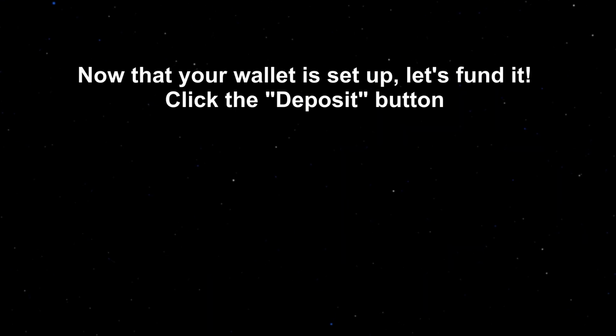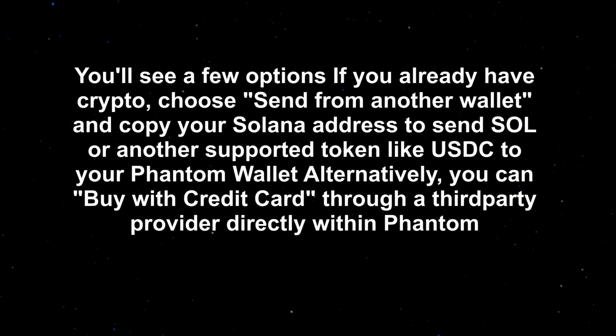Now that your wallet is set up, let's fund it. Click the deposit button. You'll see a few options. If you already have crypto, choose Send from another wallet and copy your Solana address to send SOL or another supported token like USDC to your Phantom wallet. Alternatively, you can buy with a credit card through a third-party provider directly within Phantom.